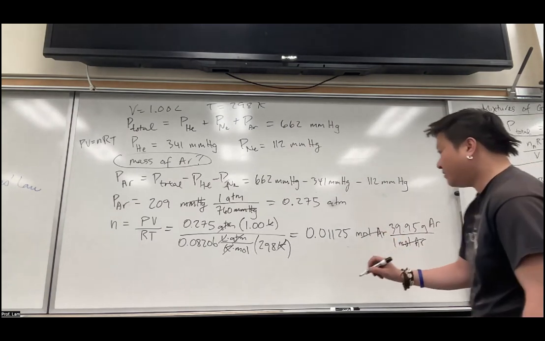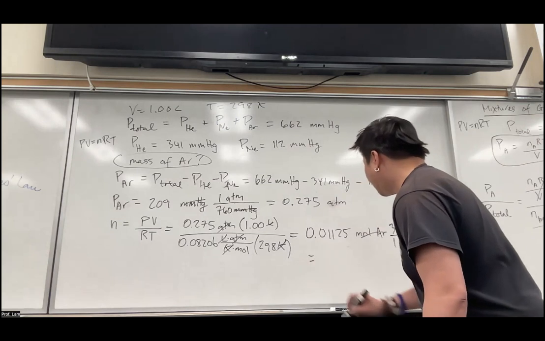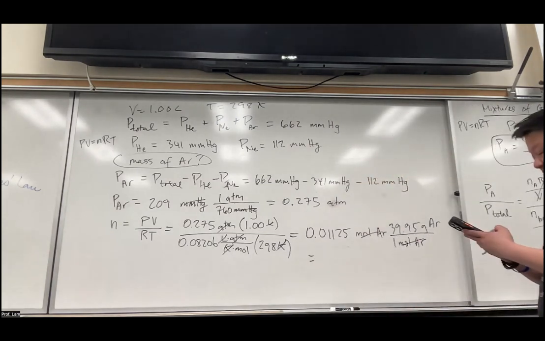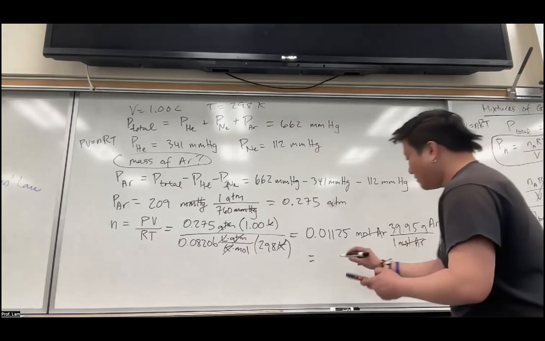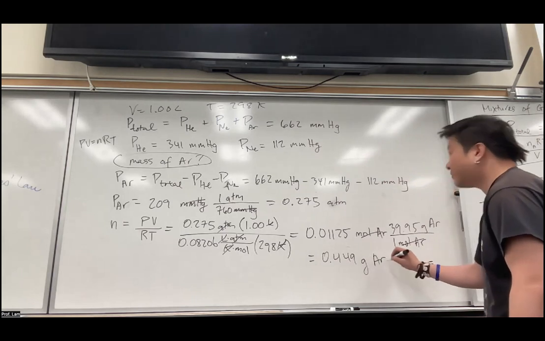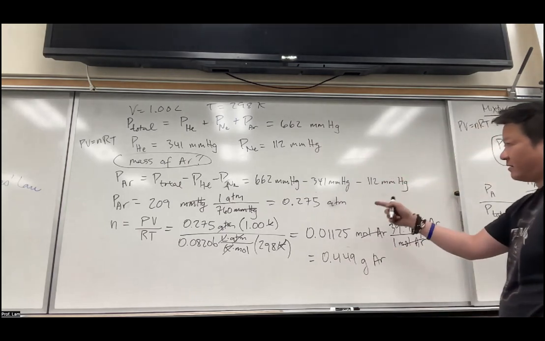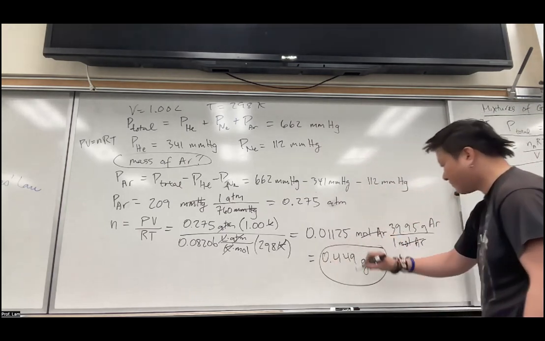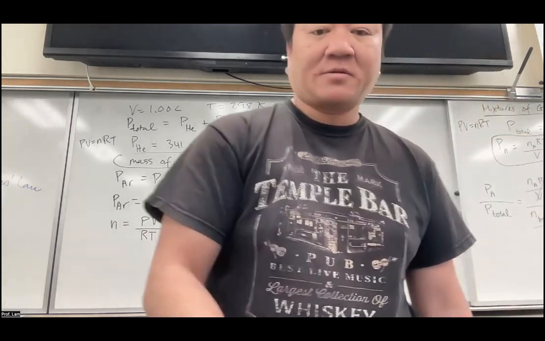So moles of argon. This is 0.449 grams of argon. 3 sig figs, right? Looks like everywhere that we've been doing. Yep. Okay.